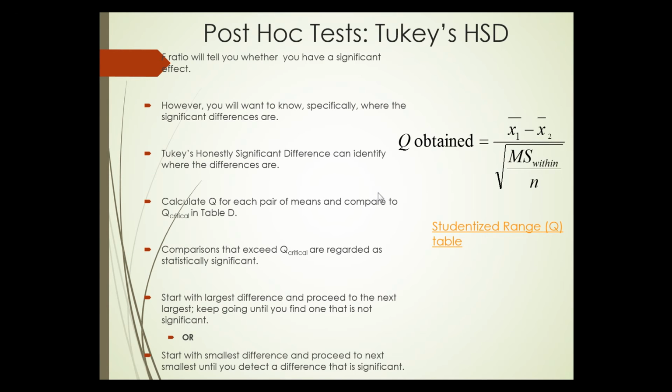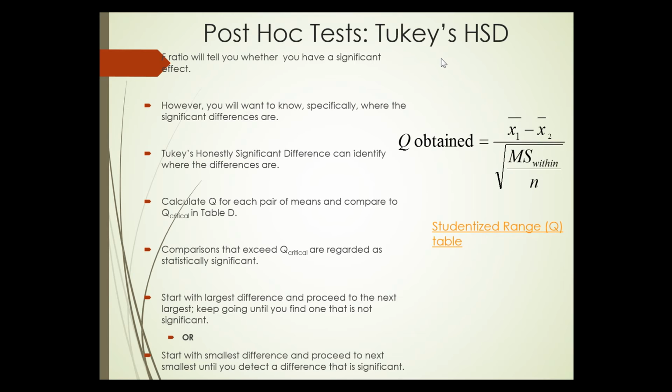Now, if your ANOVA yields a, quote, statistically significant F observed or F ratio, you're going to want to know where the differences are, because remember we said there will be at least one statistically significant difference if we reject the null. There may be more. Now you can probably rest assured that the largest difference between the means is very likely to be one that is statistically significant. However, you don't know about the others.